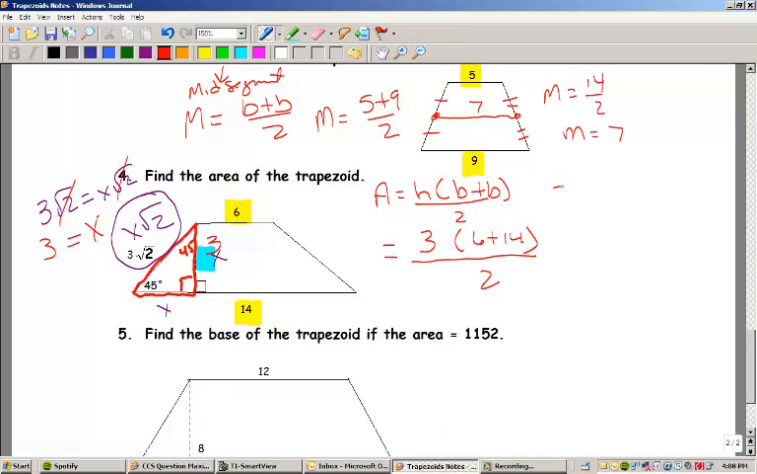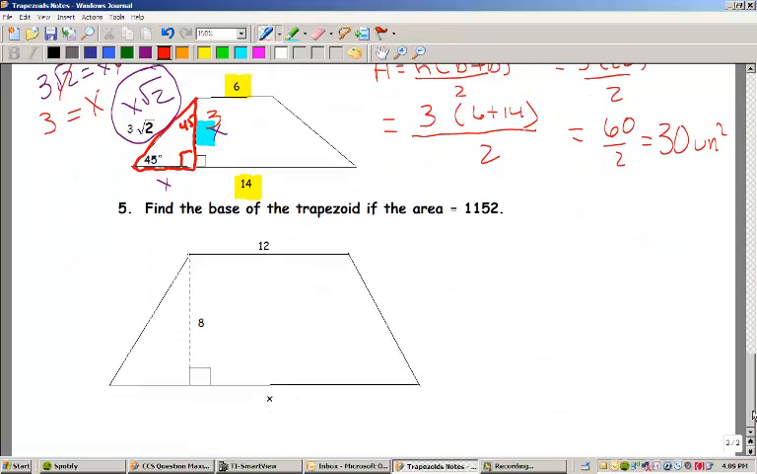My height is 3. So I end up with 3 times 20 over 2, which turns out to be 60 over 2, which is 30 units squared. And the last one, probably one of the tougher questions, is when you're trying to find the base. So the information given to me is the area, top base, and height. What do they want us to find? They want us to find the bottom base.